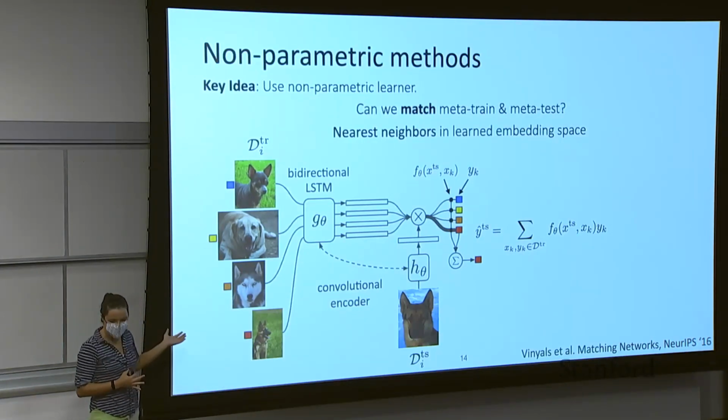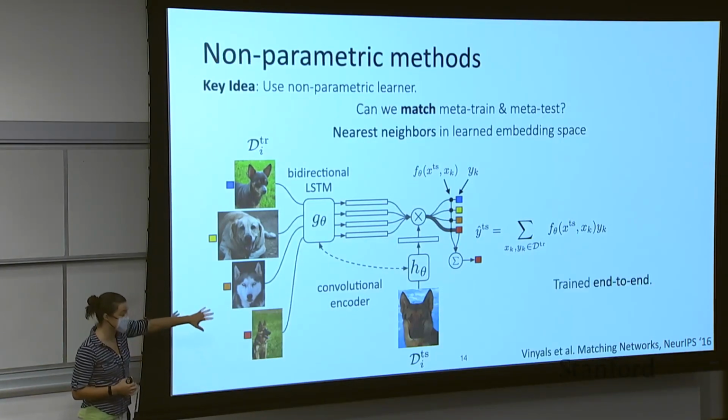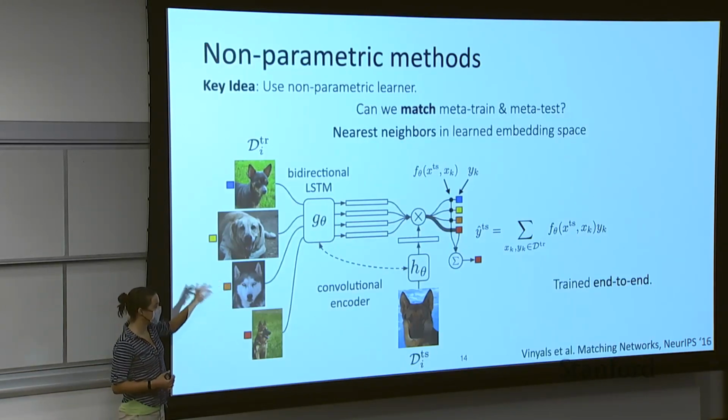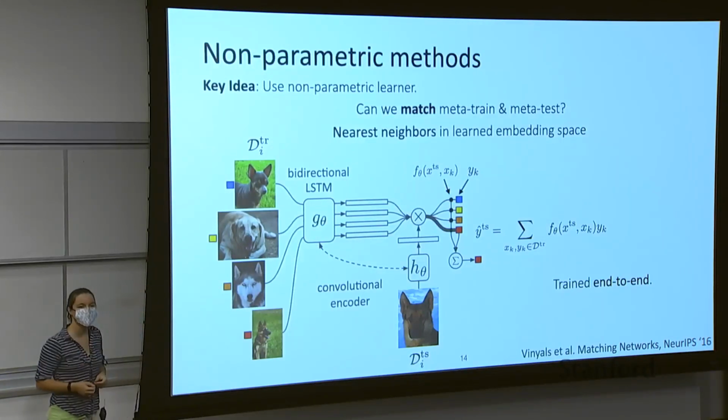But really the key idea here is that if we train this end-to-end, then we can actually train for nearest neighbors in N-way classification to give you the right answer, rather than training for this kind of binary classifier on the previous slide. Yeah.